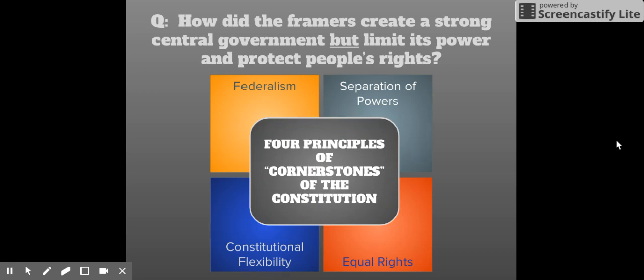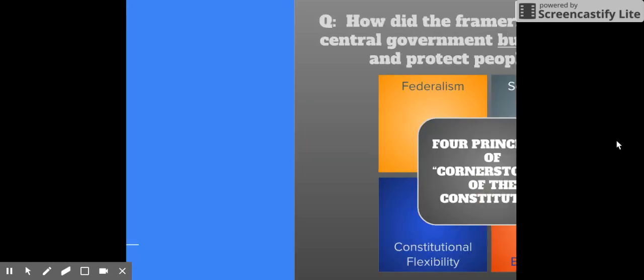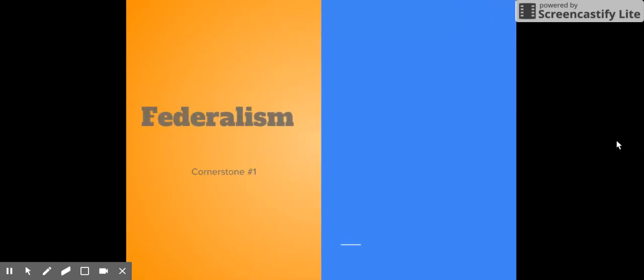And we're going to look at how the people really give the government the power to carry out things by putting these limits in place. And this video is going to focus on that first cornerstone, federalism.